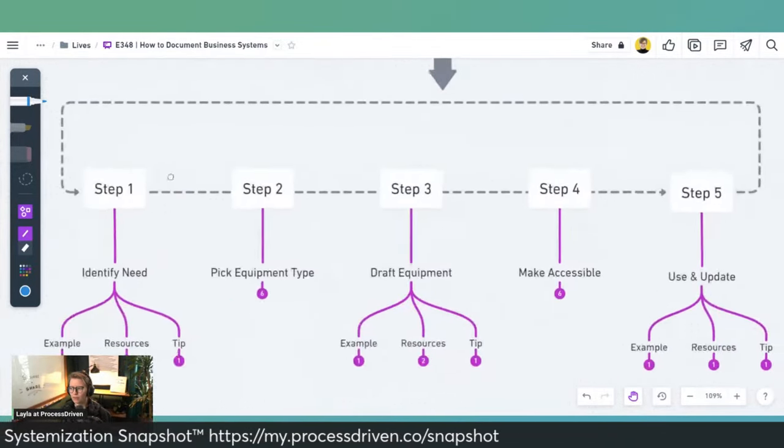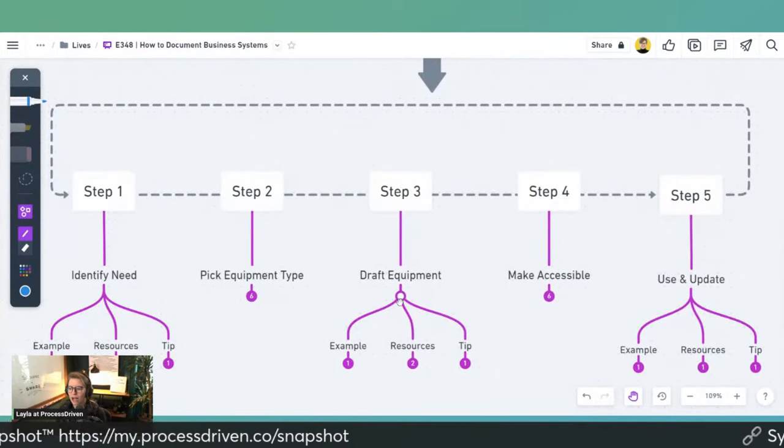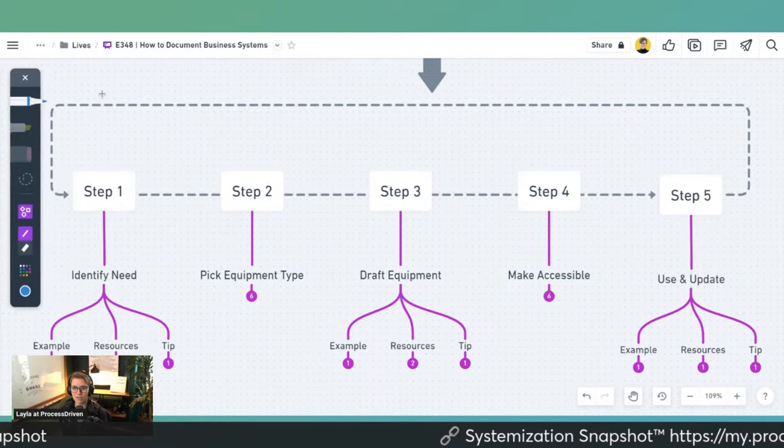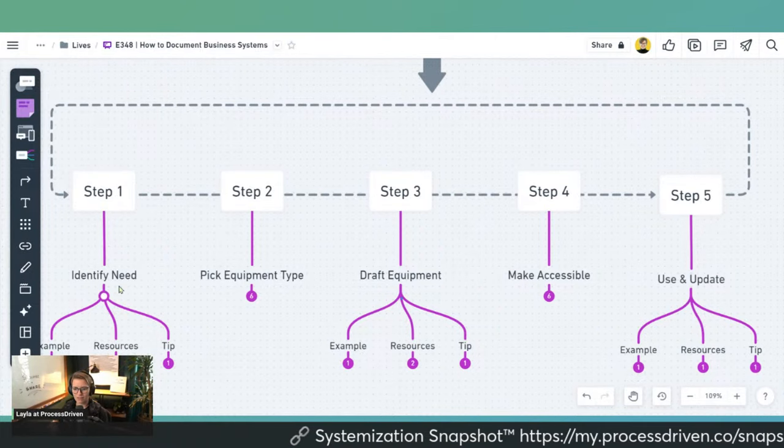So we're going to be going through five different steps for how to build out the systems that your team actually needs in order to operate effectively. The way we're going to do this is by just going through one after the other after the other.